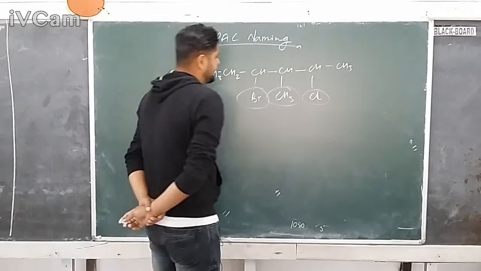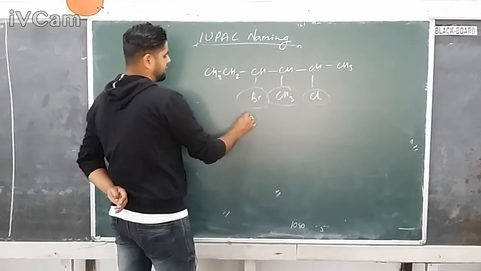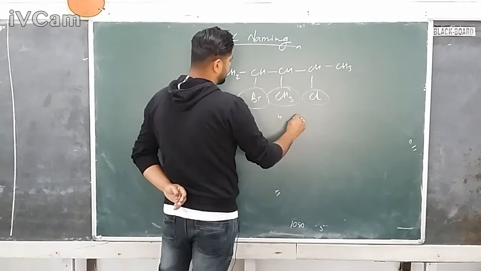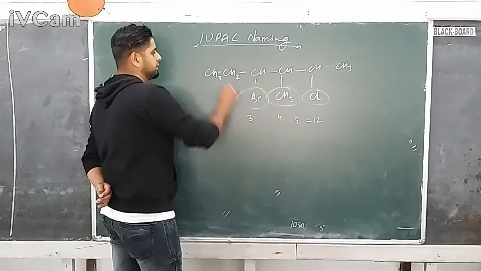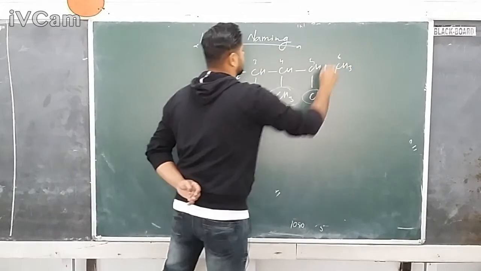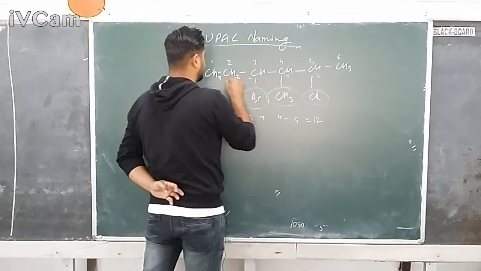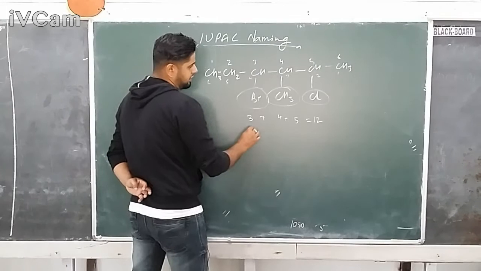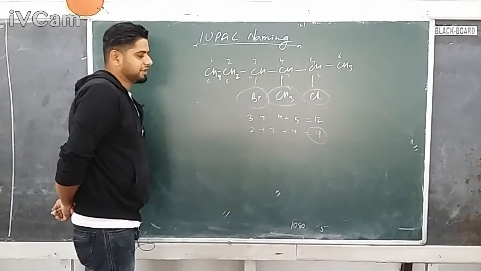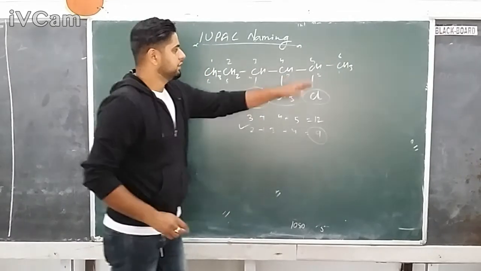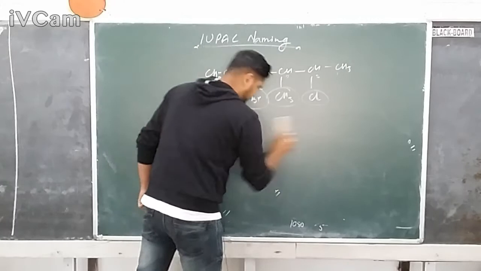Numbering obviously from which side? If you number from this side, 1, 2, 3, it is getting number 3, number 4, number 5. So the sum is 3, 4, 5, equal to 12. You have to check this also. If I number from the other side, 1, 2, 3, 4, 5, 6, then the sum of the positions is 2 plus 3 plus 4, how much? 9. So this is less as compared to this. So this is the correct way of numbering. We will number from right to left. Are you getting it? I think you are getting it.